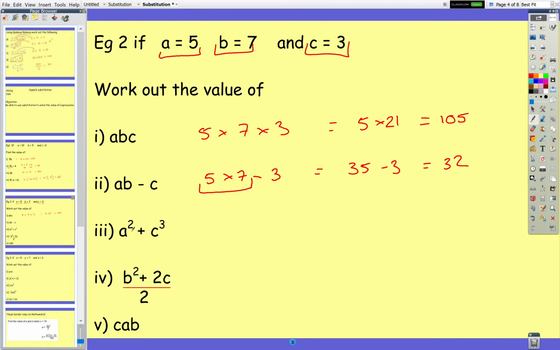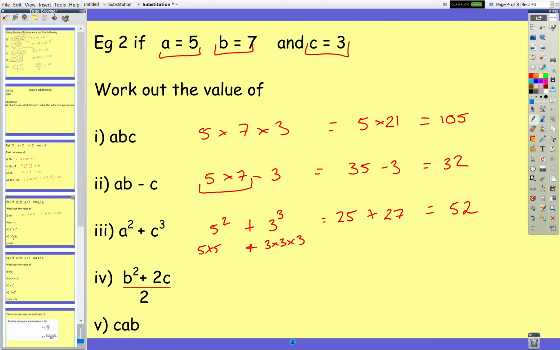Now my next one, A squared is 5 squared, and C, which is 3, is cubed. So be careful with cube. That means 5 times 5. That means 3 times 3 times 3. We've got a little add sign between them. So that gives me 25 plus 3 times 3 gives me 9, times it by 3 gives me 27. And you can mush those two together. I try and make number bonds. So 25 plus 25 gives me my 50, and then we add the 2 after it, so it gives me 52.